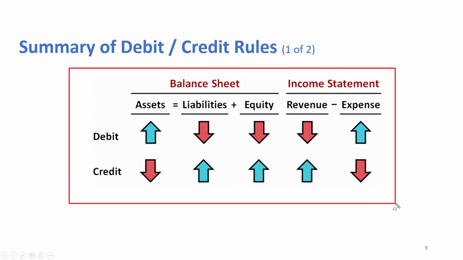Here is the total summary of the accounting debit and credit rules. If assets increase, they will be debited, and if they decrease, it will be a credit. If liabilities decrease, it is a debit, and if liabilities increase, it will be a credit. In the same way, owner's equity will be a credit if it increases, and a debit if it decreases. Revenue increases owner's equity, so it is a credit. Expenses decrease owner's equity, so it is a debit.